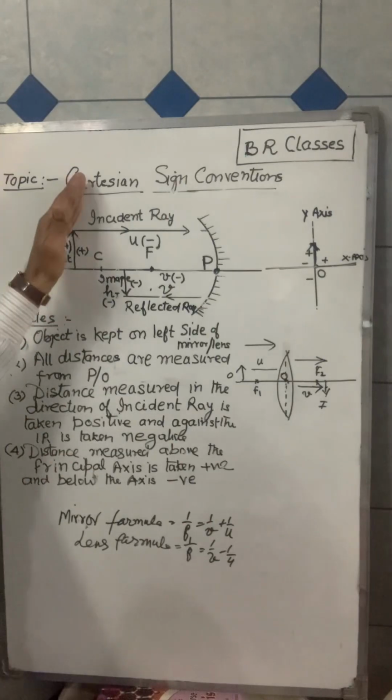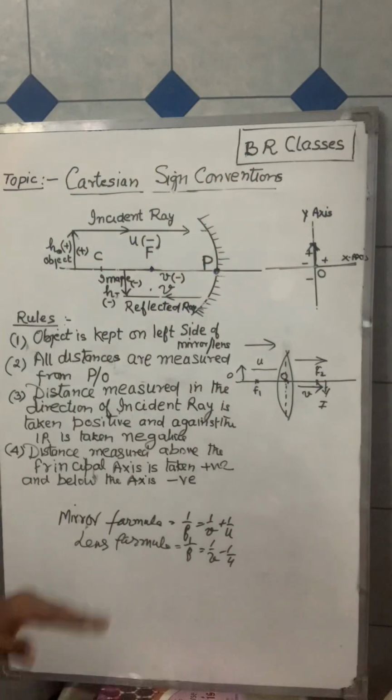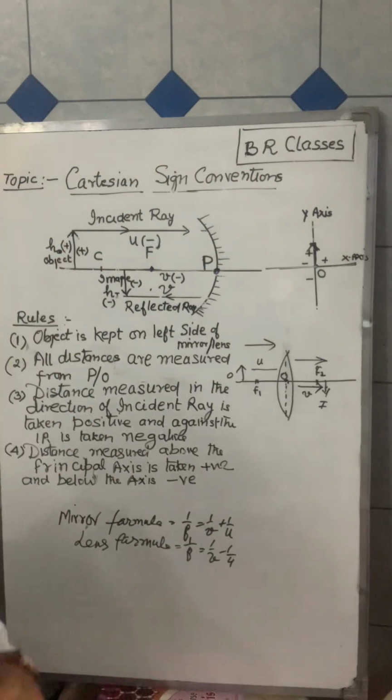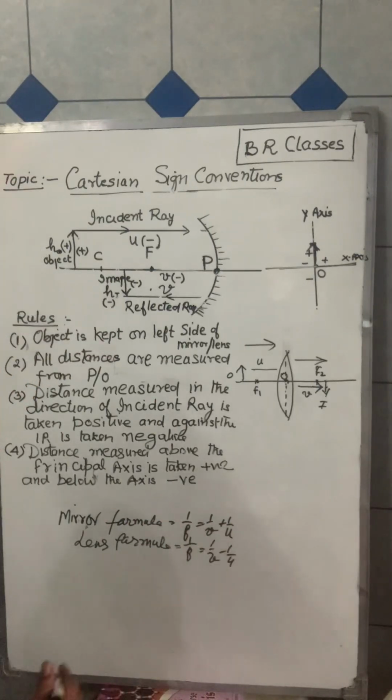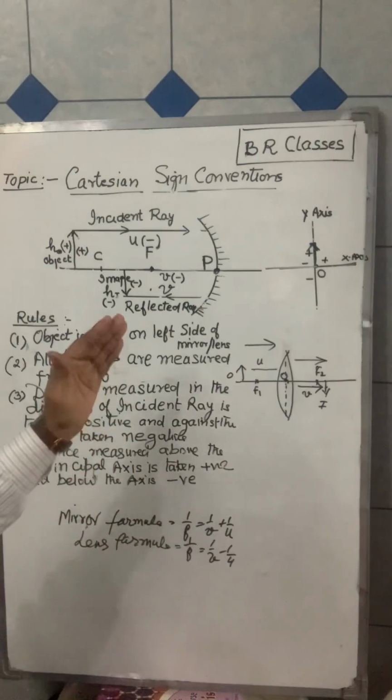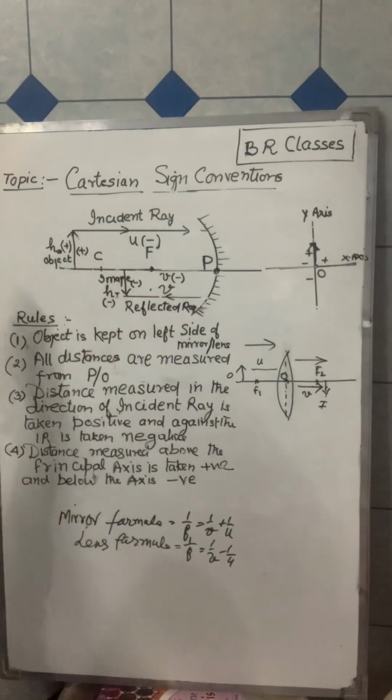So these are the Cartesian sign conventions according to which we can find where V is negative and where U is negative. Now these are the mirror formula, 1 by f, 1 by v, 1 by u, and this is the lens formula. According to these rules, when we attempt any numerical, we take the signs negative or positive. So U is always taken as negative.